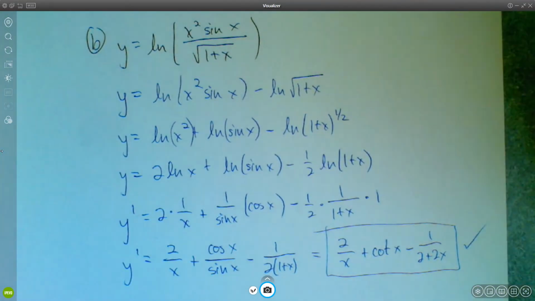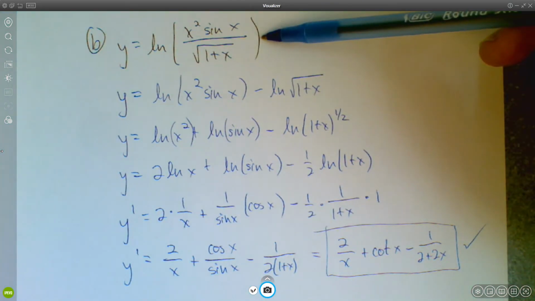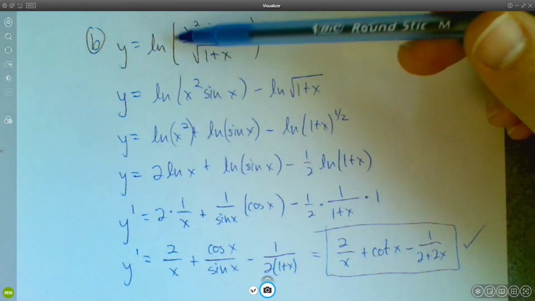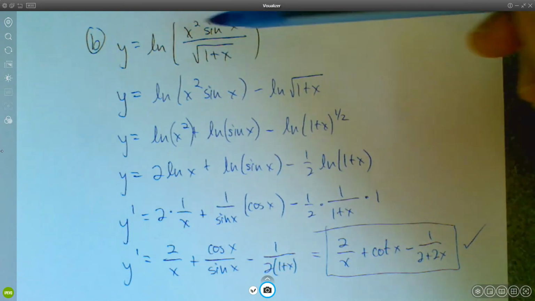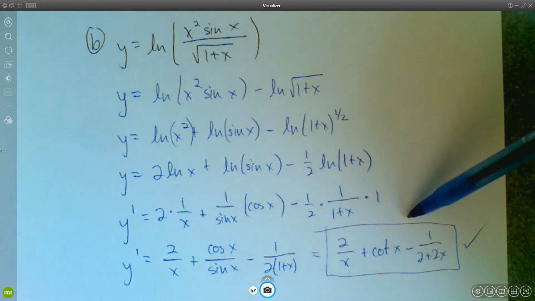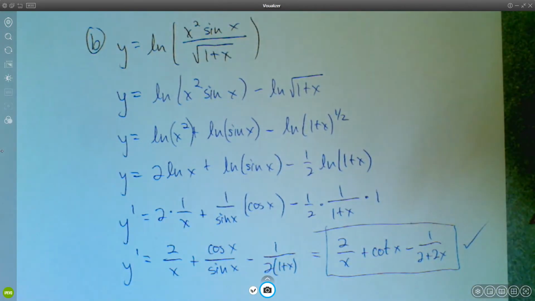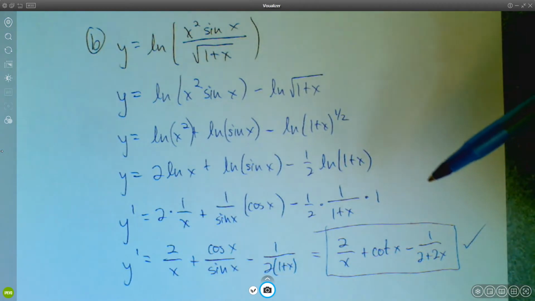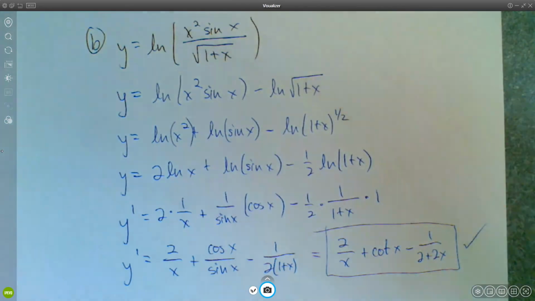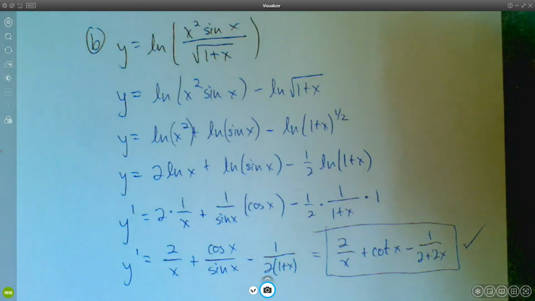A nice challenge for you would be to just differentiate this without rewriting it first. Just differentiate first and see if you can arrive at this same answer. My guess is that would require a lot of algebra to get there. But you should be able to, right? You should be able to if you differentiate first and then simplify it to try to get down here. Maybe it's super easy, I don't know. I'm not going to do it.